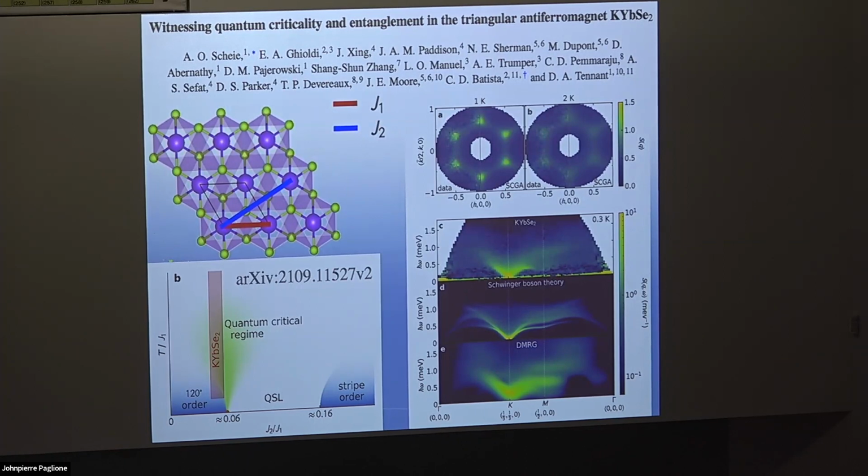I think. Yes. Front first, and then... I have a question about this slide, actually. So your phase diagram on the bottom left. By the way, it's not mine.